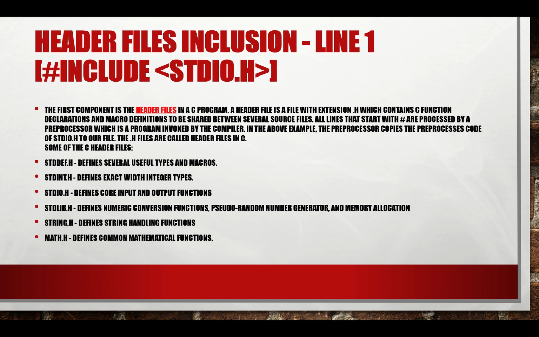Some of the C header files are stddef.h, which defines several useful types and macros. stdint.h defines exact width integer types. stdio.h defines core input and output functions, and stdlib.h defines numeric conversion functions, pseudo random number generator, and memory allocation. string.h defines string handling functions. math.h defines common mathematical functions.